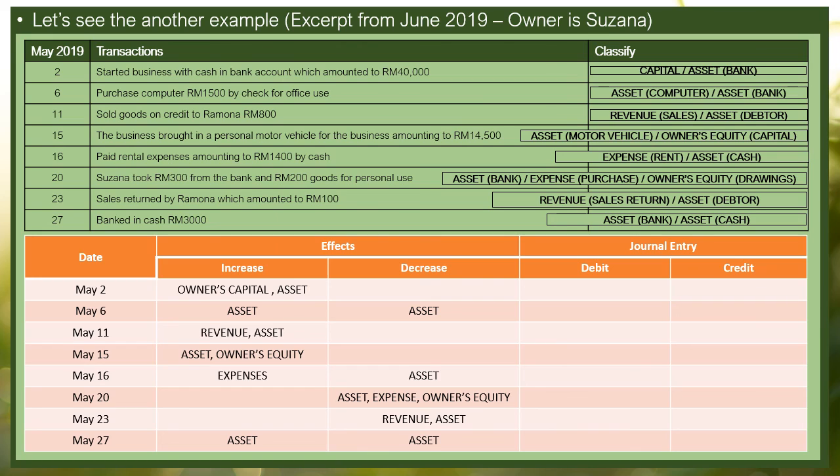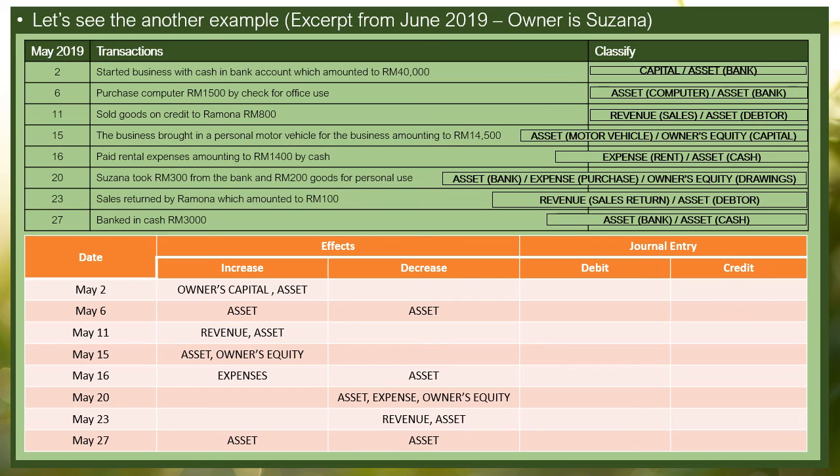Kalau macam ni pula motor vehicle bertambah, owner equity bertambah lah sebab dia menambahkan contribution dia dalam business. So asset bertambah di bawah column increase, owner equity pun di bawah column increase. Okay, 16 hari bulan dia bayar rent, so expense bertambah menggunakan tunai. So asset kita berkurang. Okay, Mei 20 dia buat ambilan lah, dia buat drawing. Dia jadi asset berkurang sebab tunai. Kemudian sebab bank, expense pun berkurang sebab dia ambil goods. Kemudian owner equity pun berkurang sebab dia buat drawing.